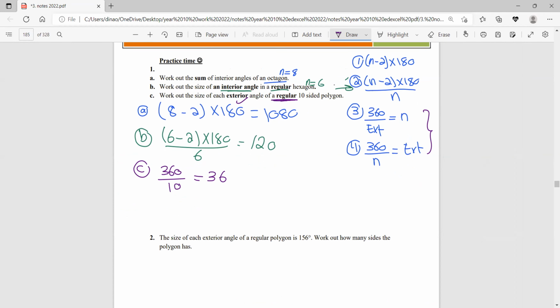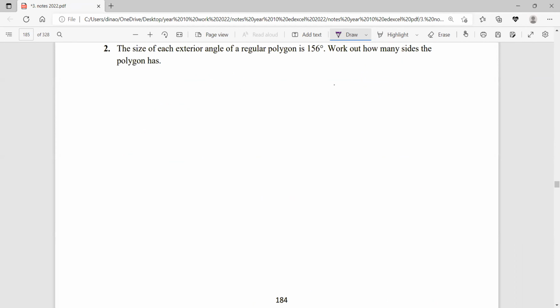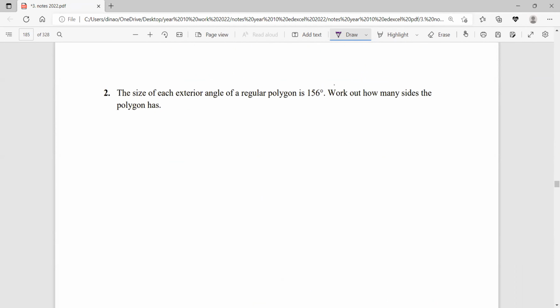Let's move on to question number 2. Sorry everyone, question number 2 has a small mistake. I want you to change it. Here it says the size of each exterior angle. Please cross out exterior and write interior instead. It says the size of each interior angle of a regular polygon is 156. Work out how many sides it has.